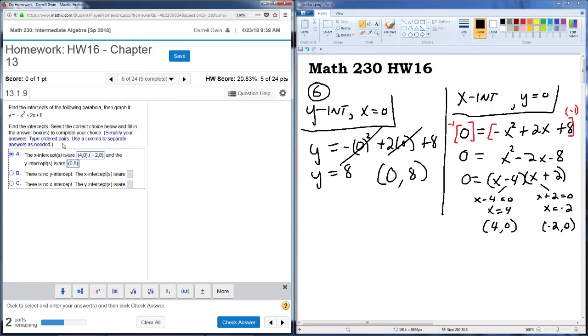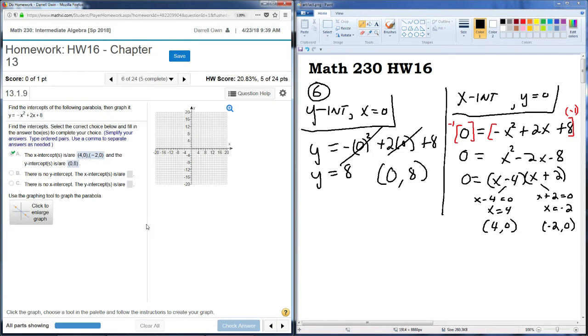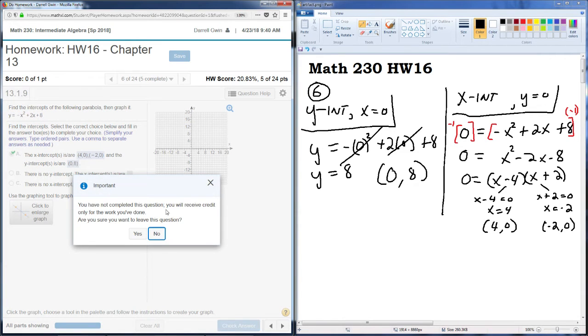Make sure you guys read the instructions here. Simplify your answers. Use ordered pairs. Use commas to separate answers as needed. No spaces. Even though it will allow you to use spaces, I always say no spaces because people type in 2 spaces by accident and get it wrong. And it's hard to tell what your mistake was when you do that. Oh, not completed.